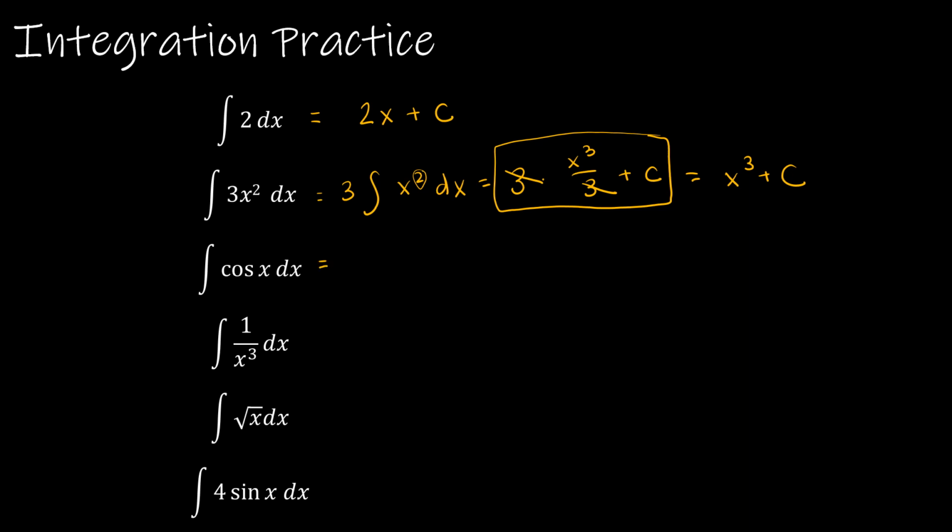For cosine of x, you can't use the power rule. You just have to think, what function has cosine of x as the derivative? And hopefully we know that that is sine of x. And again, plus c.